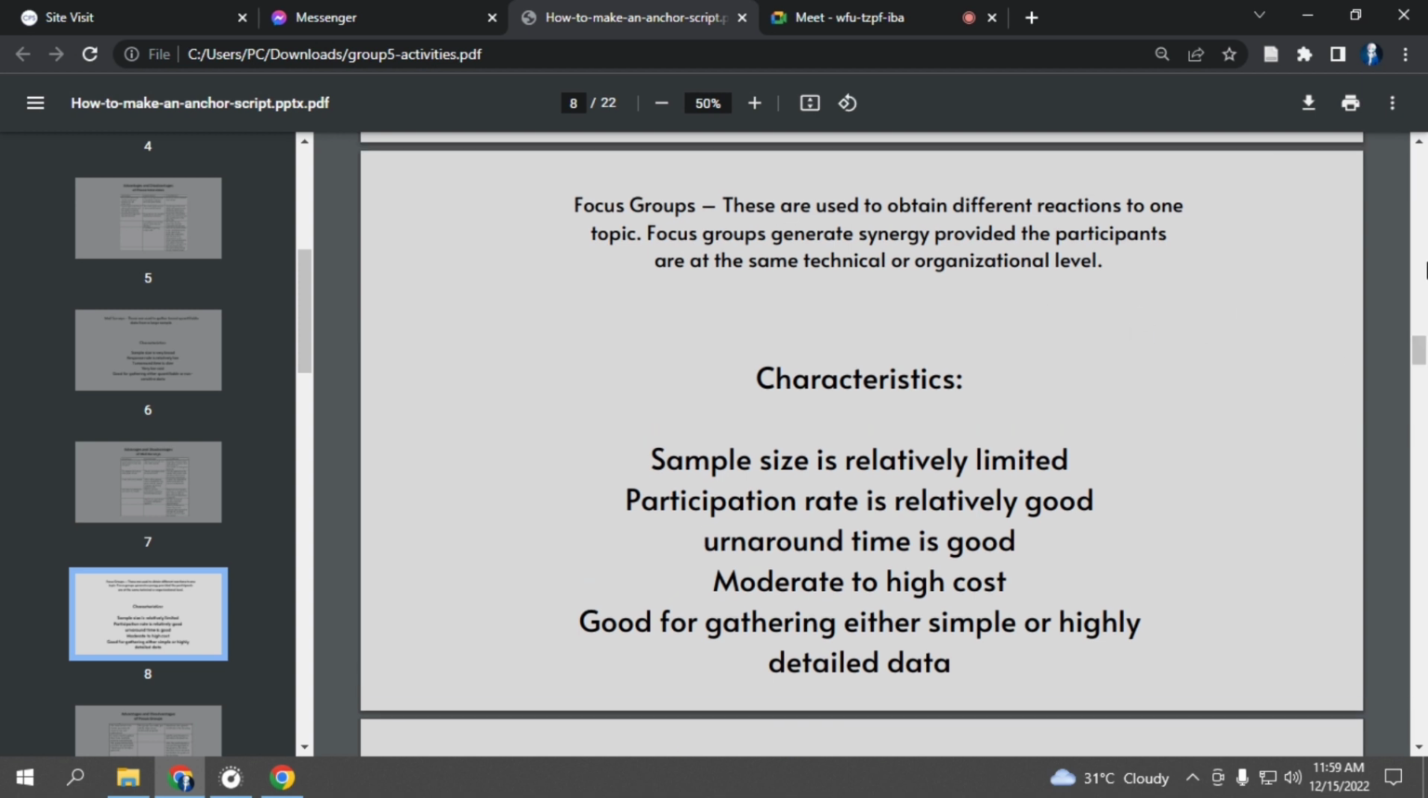Focus groups are used to obtain different reactions to one topic. Focus groups generate synergy provided the participants are at the same technical or organizational level. Characteristics: sample size is relatively limited, participation rate is relatively good, turnaround time is good, moderate to high cost, good for gathering either simple or highly detailed data.